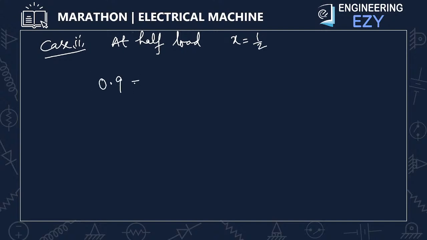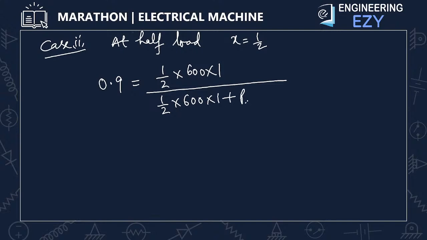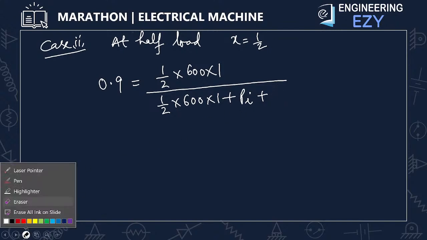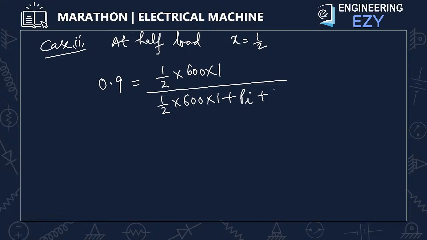So, eta 0.9 is equal to X V2 I2 cos phi 2, 1 by 2 into 600, again unity power factor, upon 1 by 2 into 600 into 1 plus Pi. Iron loss does not depend on the load, plus Pc. Copper loss is proportional to the square of the load, so X square Pc. X square is 1 by 2 squared, which is 1 by 4. So I am getting 1 by 4 into Pc.